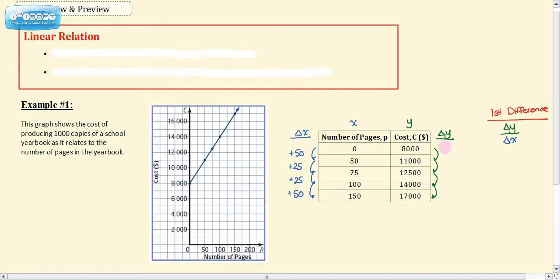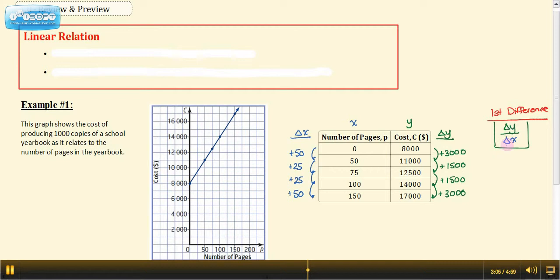Now, looking at my change in y, from 8,000 to 11,000 is plus 3,000. From 11,000 to 12,500 is plus 1,500. To go from 12,500 to 14,000 is plus 1,500 again. And from 14,000 to 17,000 is plus 3,000. Now, neither my change in x nor my change in y is the same, but that doesn't tell me if it's linear. It's looking at how the y changes with my x changes.